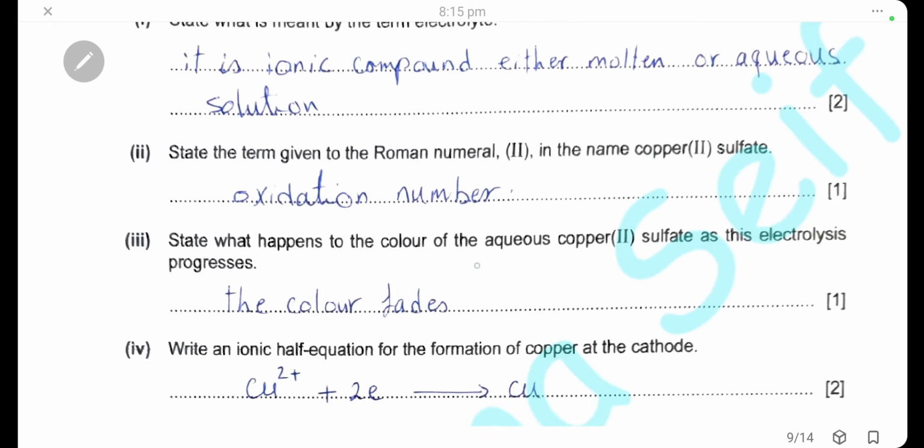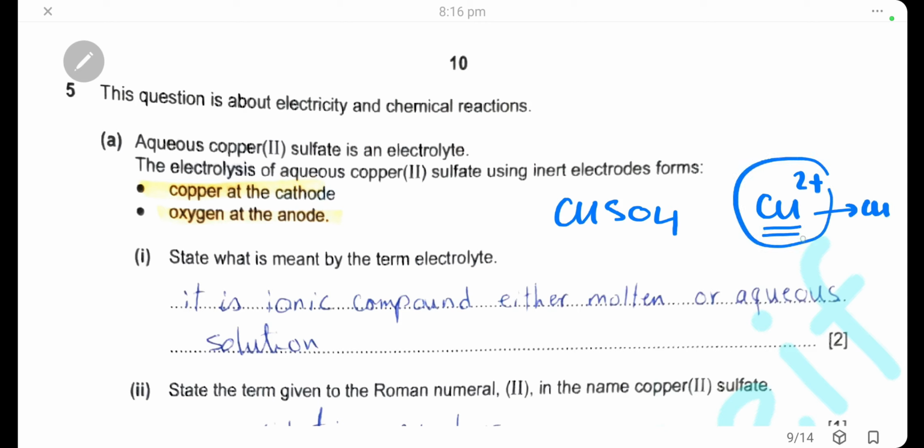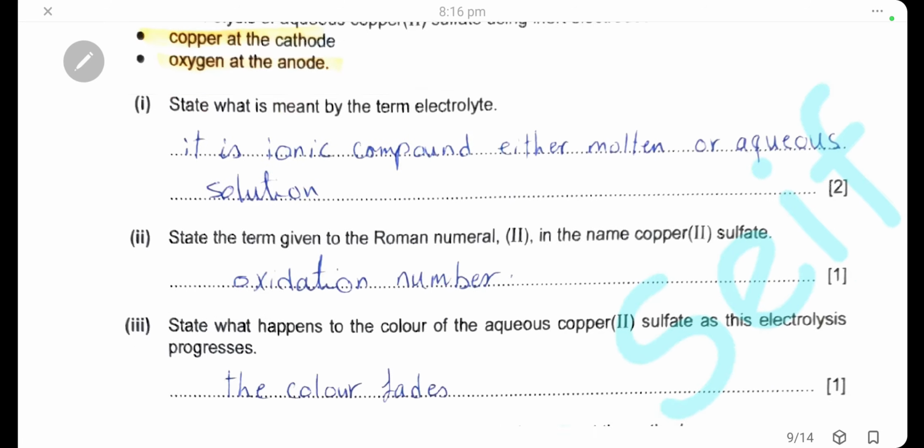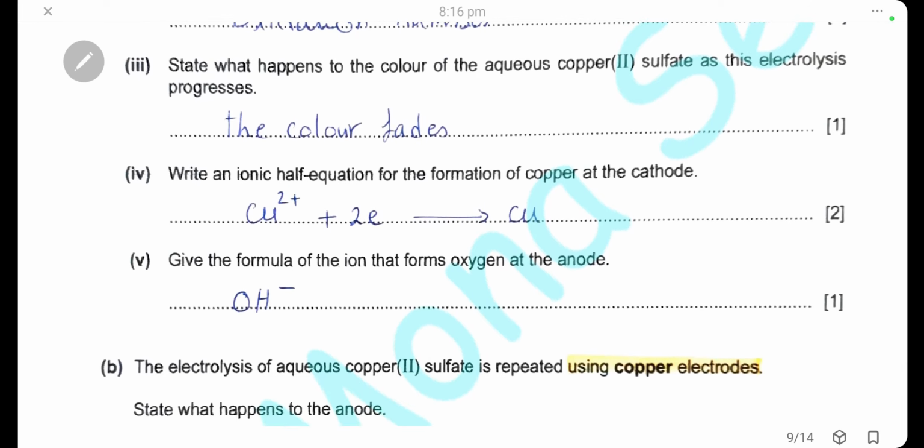State what happens to the color of the aqueous copper sulfate as this electrolysis progresses. In the electrolysis of copper sulfate solution, copper ions, the positive ions, are attracted to the cathode where they gain 2 electrons and convert to copper metal. So over time, the concentration of copper ions decreases in the solution. That's why the blue color of the solution fades. So the color will fade.